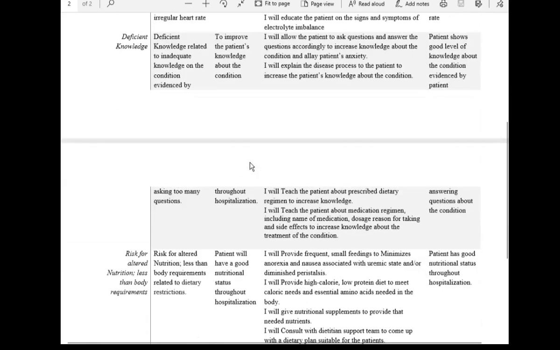We move to our third problem. Our third problem is deficient knowledge. Deficient knowledge related to inadequate knowledge on the condition, evidenced by asking too many questions. That's our nursing diagnosis. Our goal or objective is to improve the patient's knowledge about the condition throughout hospitalization.